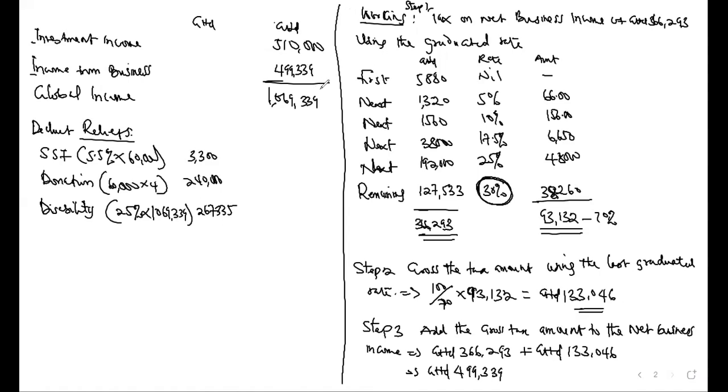I think there is no relief again. We are not told whether he's married or not, so he's not married. He doesn't have any child, so he's not taking relief for them. So the total relief is 3,300 plus 240,000 plus 267,335, which is 510,639. So we now get his chargeable income.